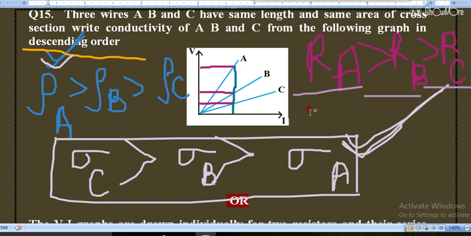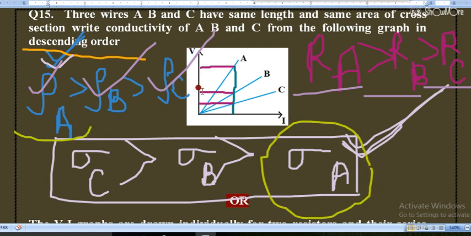So resistance of A will be more if its resistivity is more. So resistivity of A is greater than resistivity of B, and it will be greater than resistivity of C. Then if resistivity of A is maximum, its conductivity will be minimum.